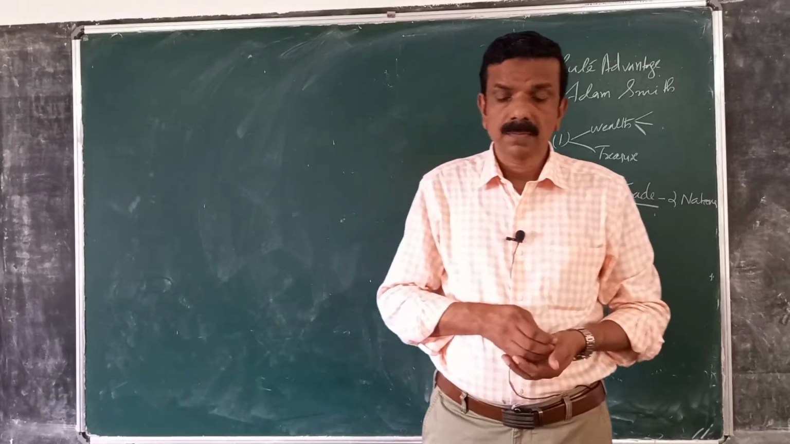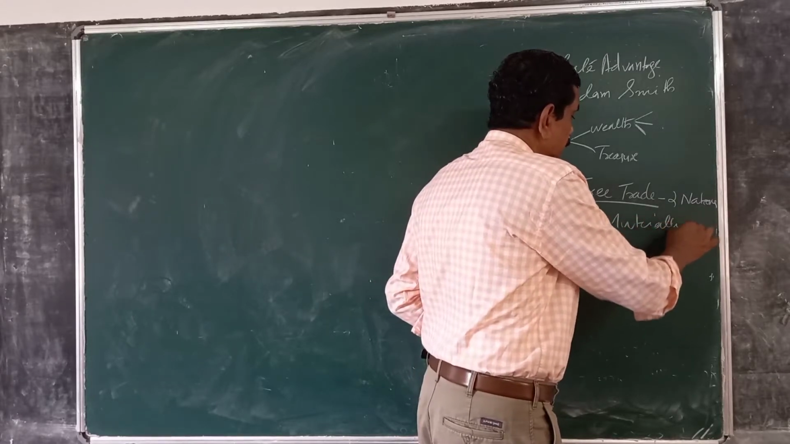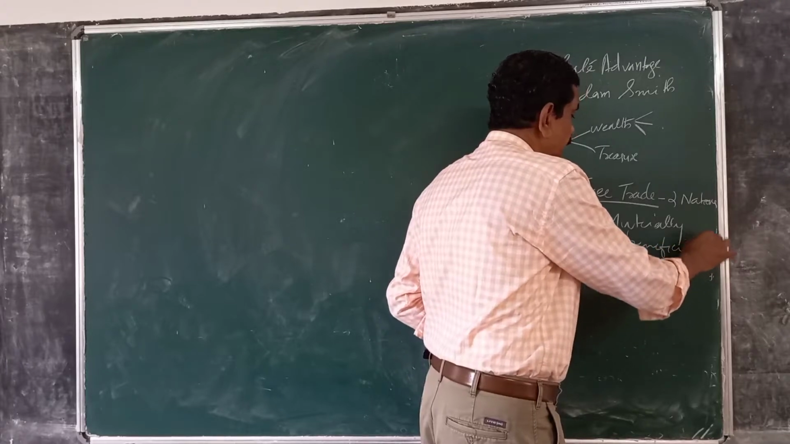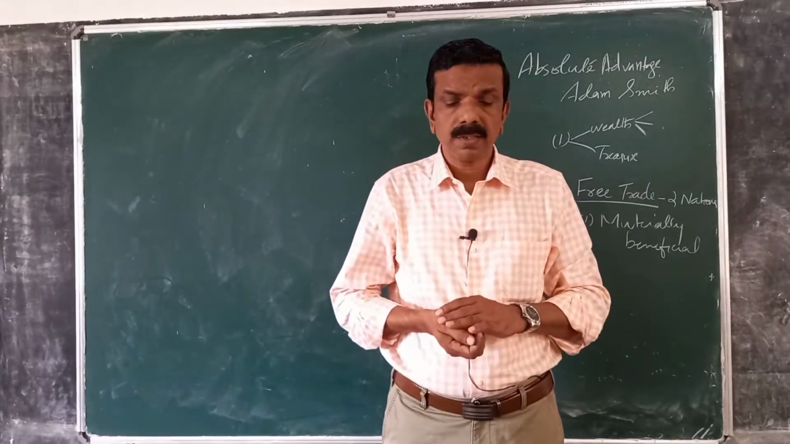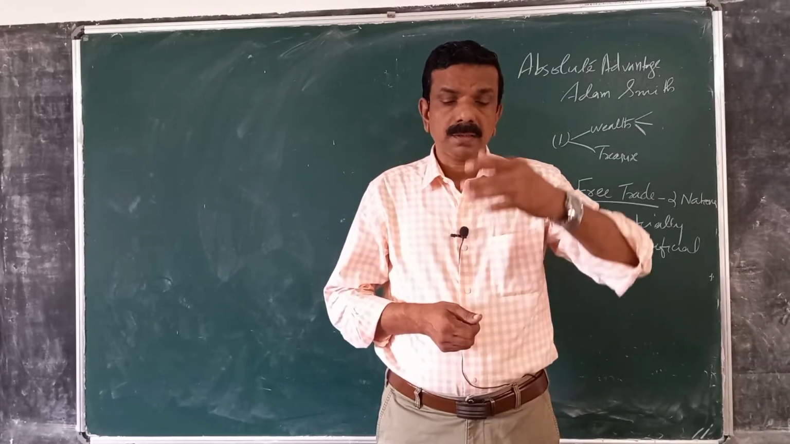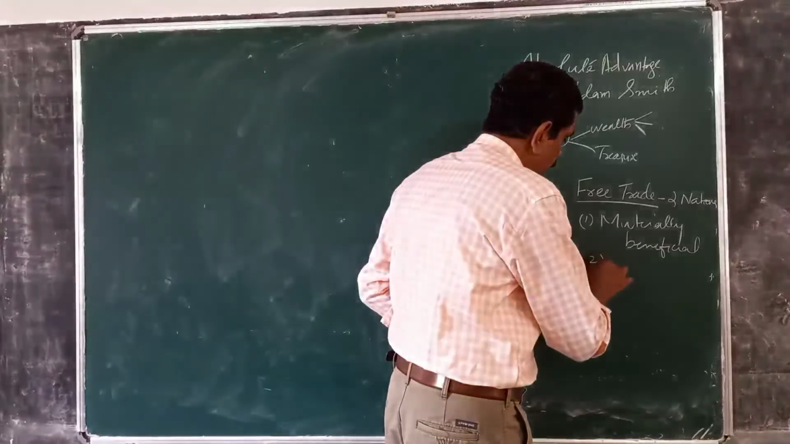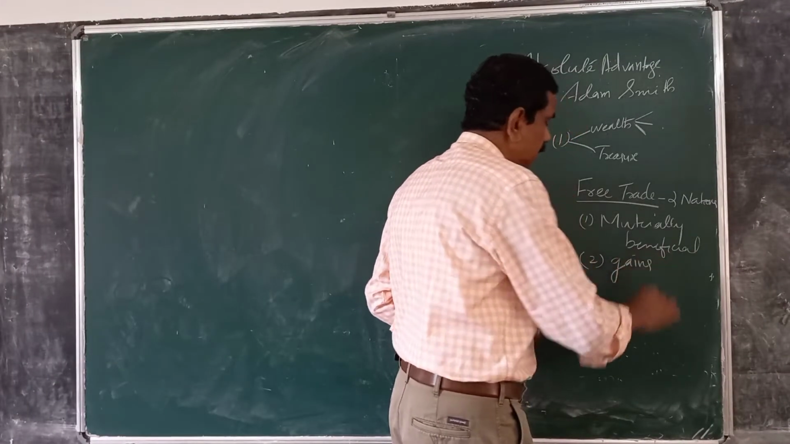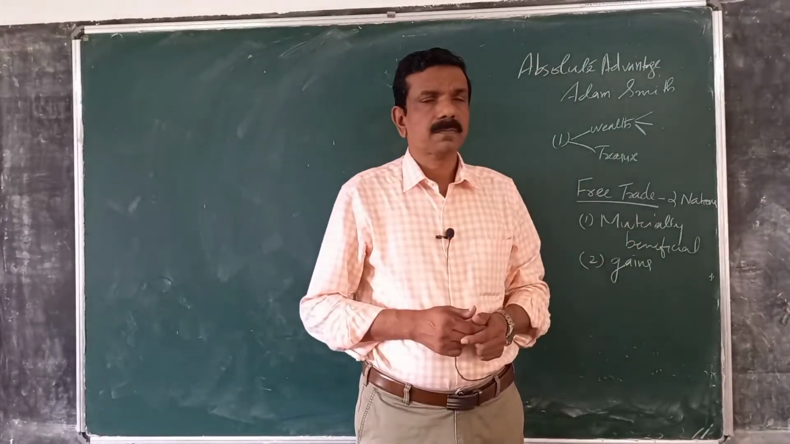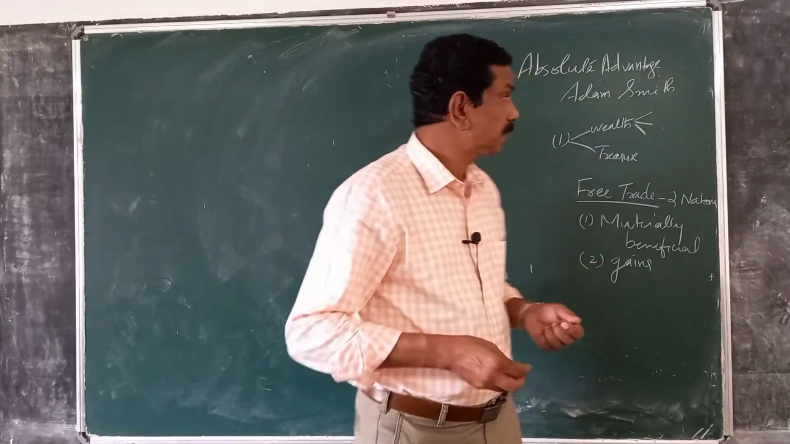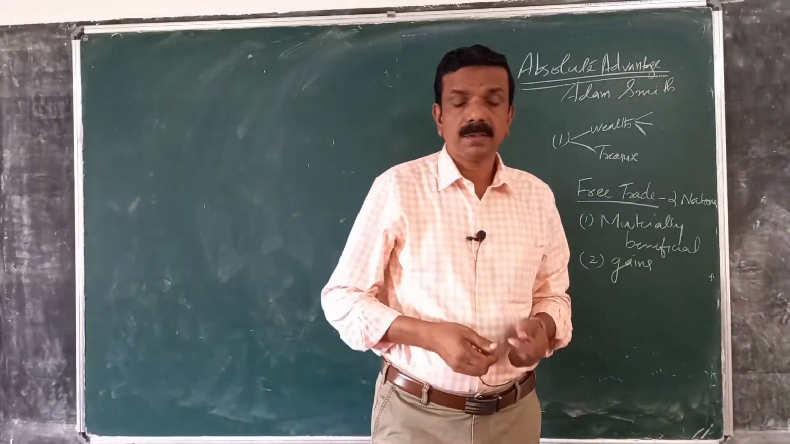So, the questions are, how does this mutually beneficial trade take place? What guarantees that voluntary trade will be mutually beneficial? And a second issue is, from where do these gains from trade come? According to Adam Smith, mutually beneficial trade is based on absolute advantage.